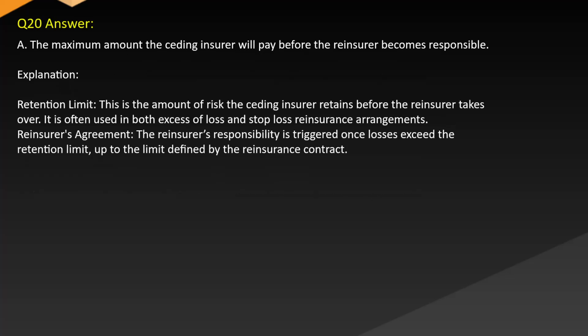Answer: A. The maximum amount the ceding insurer will pay before the reinsurer becomes responsible. Explanation. Retention limit: this is the amount of risk the ceding insurer retains before the reinsurer takes over. It is often used in both excess of loss and stop-loss reinsurance arrangements. Reinsurer's agreement: the reinsurer's responsibility is triggered once losses exceed the retention limit, up to the limit defined by the reinsurance contract.